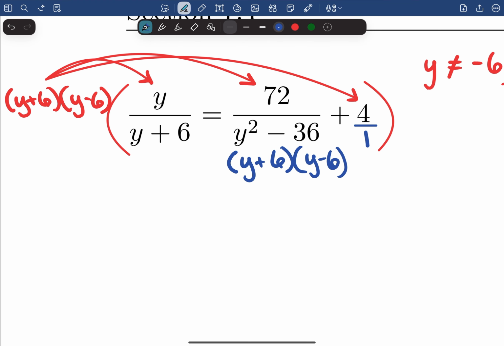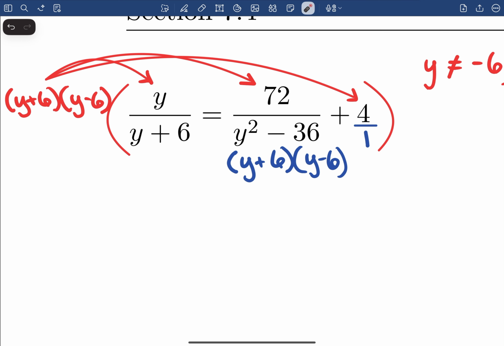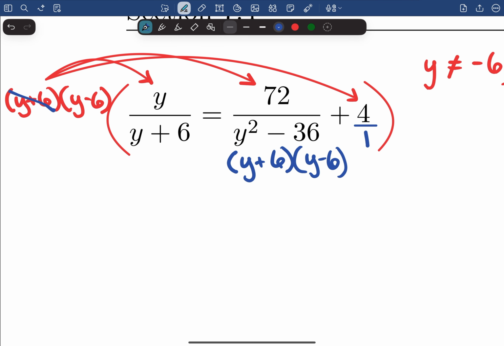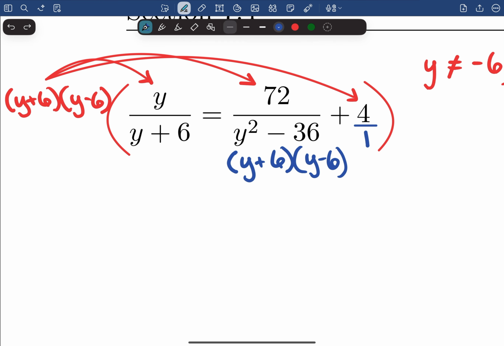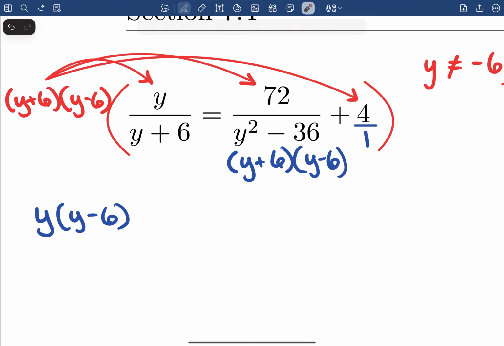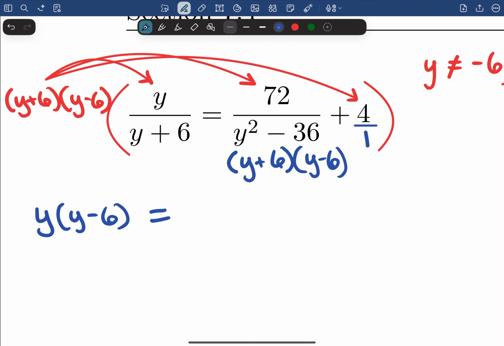And so, when I look at the first expression that I'm multiplying these into, I see a y plus 6 in the denominator. And so this factor right here, y plus 6, will cancel that y plus 6. And y right here will be multiplied with y minus 6. So that's how I'm going to start writing my equation, y times y minus 6. And I'll write it right here, y times y minus 6. Great. Now I have an equal sign. So I write the equal sign of the equation.